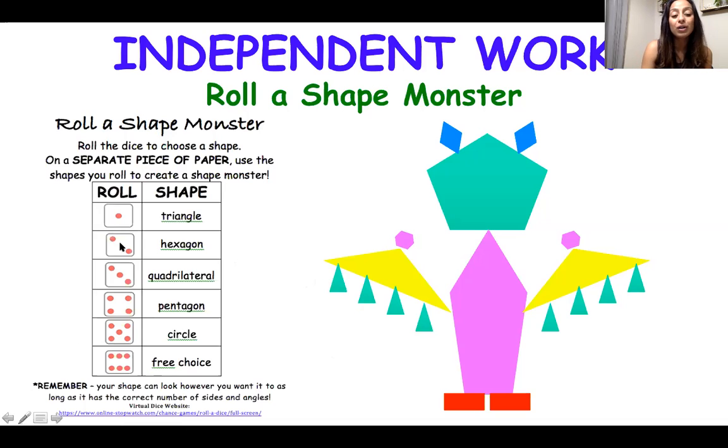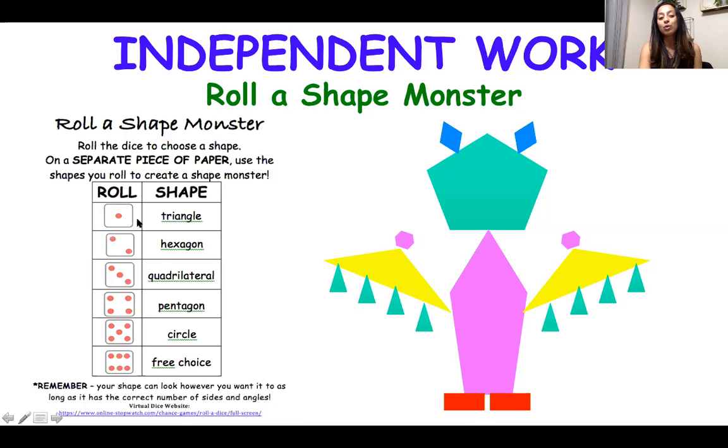So whether you're using a real dice or an online dice, you're gonna roll your dice. And if you roll a 2, you have to draw a hexagon to create your shape monster. So here's a hexagon. Oh no, that's not a hexagon. Here's a hexagon that I drew, and here's another hexagon that I drew. Then I'm gonna roll the dice again, and if I get a 3, I would have to draw a quadrilateral. So here I drew 2 quadrilaterals up here, 4 sides, and I also drew 2 quadrilaterals up here. That means that 2 times I rolled a 3 because I drew quadrilaterals 2 different times, 2 different ways.